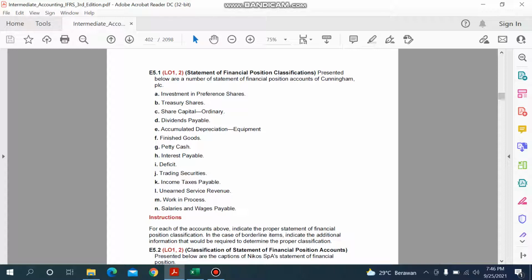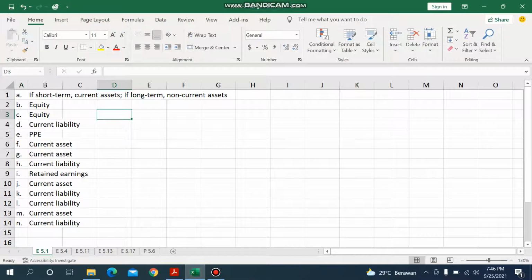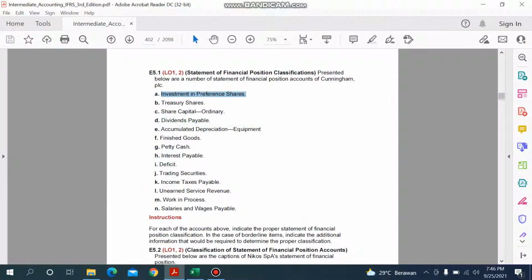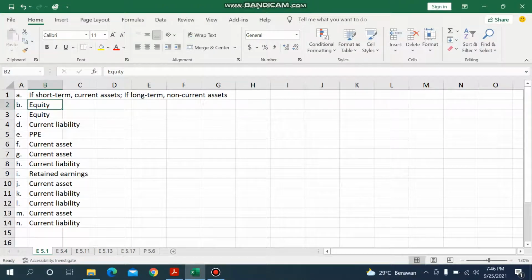So A, investment in preference shares. We need to pay attention to investments. If it is for short term, it is included inside current asset as trading securities. If it is long term, it will be under non-current asset. And then B, treasury shares. Treasury shares are the shares that the company repurchases. So it will be under equity.